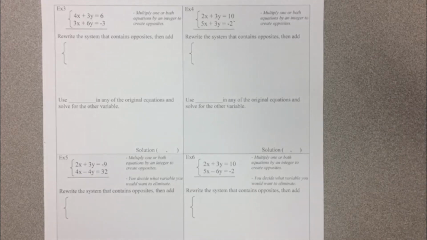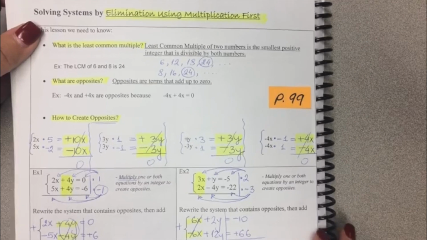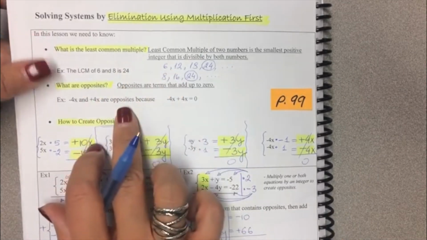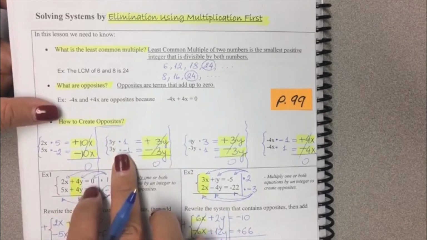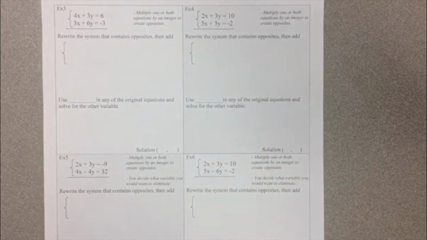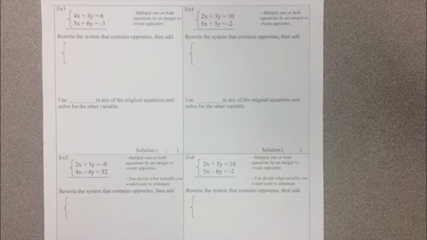In this video, we'll have a few more examples on how to solve systems using elimination by multiplying first. So in the beginning of the lesson, we looked at how to find a common multiple, what are opposites, and how to create opposites. And then the biggest question when you look at the new system is, how do I know what to multiply by? The answer is, it depends on what you want to get.